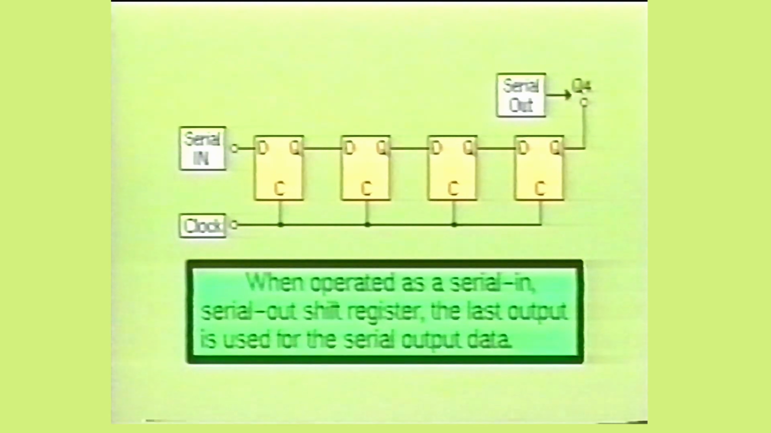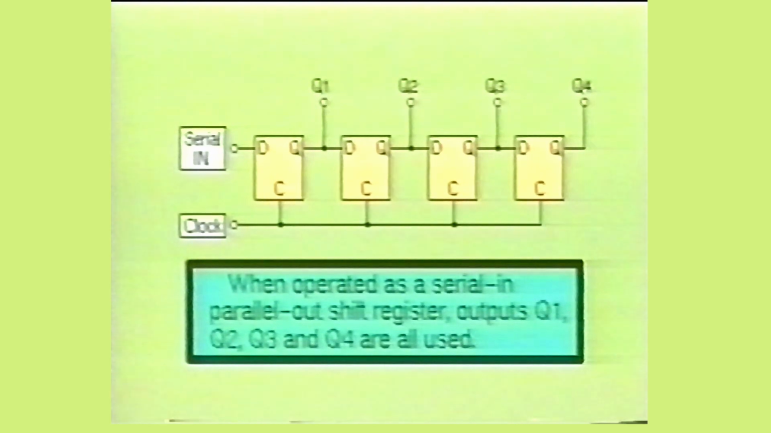When used as a serial in, serial out shift register, the parallel output lines Q1, Q2, and Q3 are absent. As was just mentioned, the serial in, parallel out shift register consists of a cascade chain of type D flip-flops that have their clock lines connected. The parallel outputs are labeled Q1, Q2, Q3, and Q4.